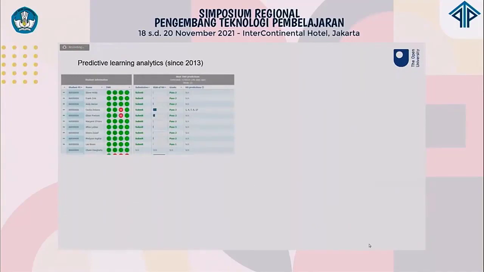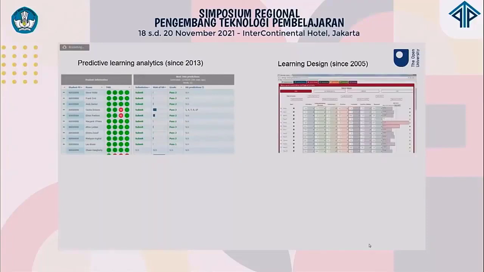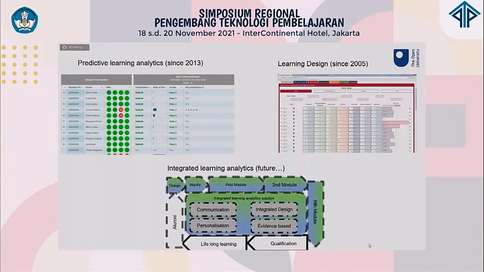Now, we've also introduced what we call predictive learning analytics since 2013, which I'm going to talk about next. We've had the learning design with us since 2005. And what we're working towards is this integrated learning analytics. This is the future for us with the introduction of more AI into our courses. So that's what I'm going to talk about next, the predictive learning analytics that we're using.